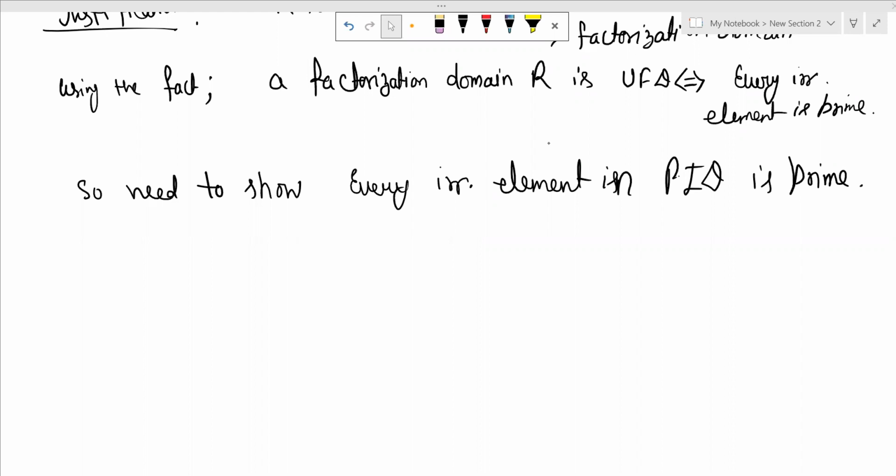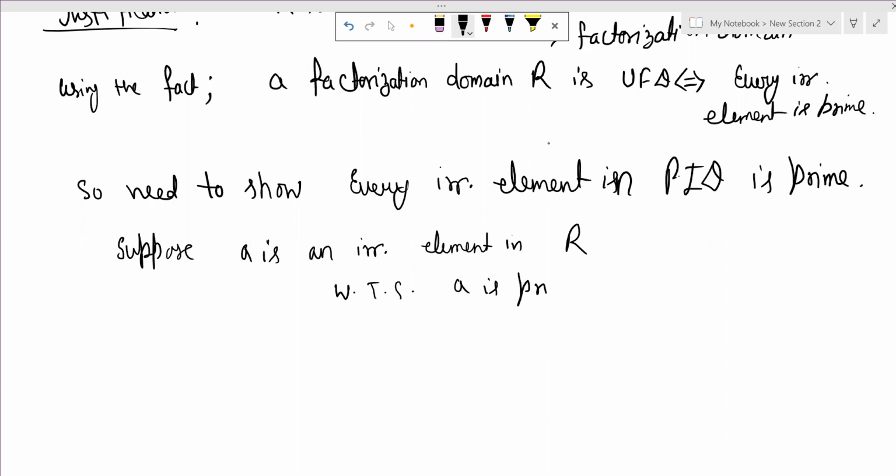So how will we prove the claim? Suppose A is an irreducible element in R. We want to show A is prime. Prime means: if A divides BC, then A divides B or A divides C, right? We want to show this. How will we prove this?